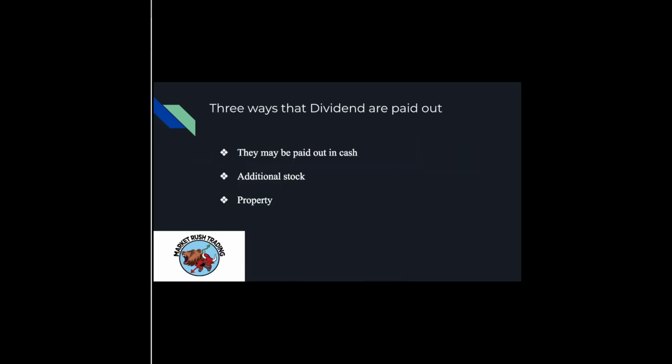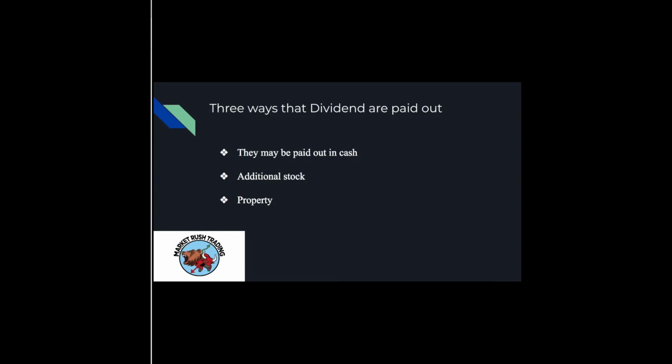Now, there are three ways that dividends are paid out. They may be allocated in different forms of payment. The first one is that it may be paid out in cash. The second is that it may be paid out in additional stock reinvestment or property. Cash dividends are the most common because they're paid out as currency via electronic funds transfer to your brokerage account from the company that you invested in.